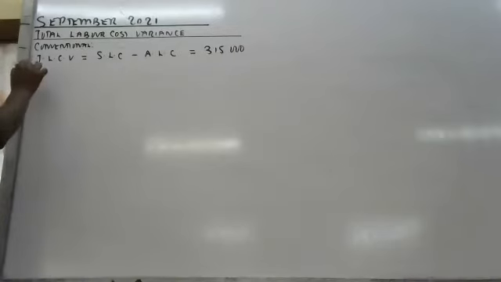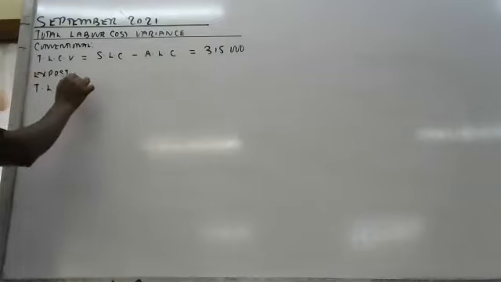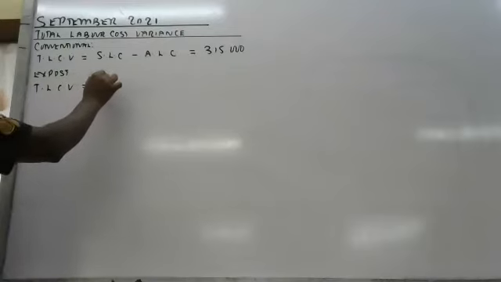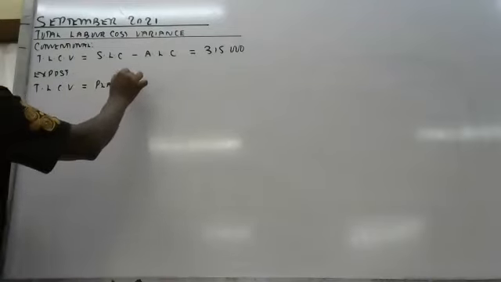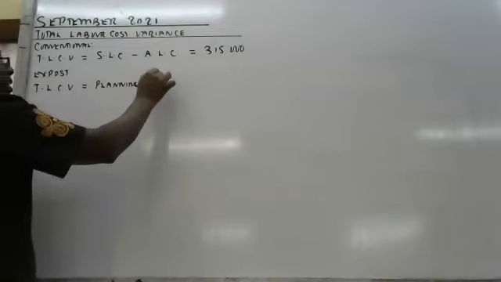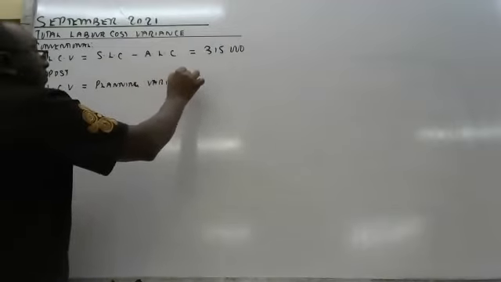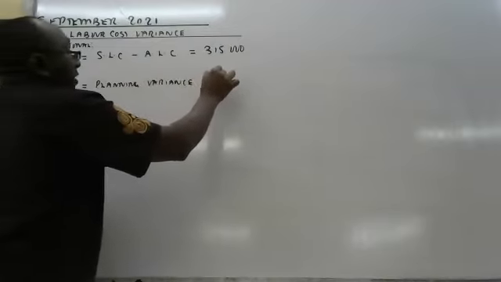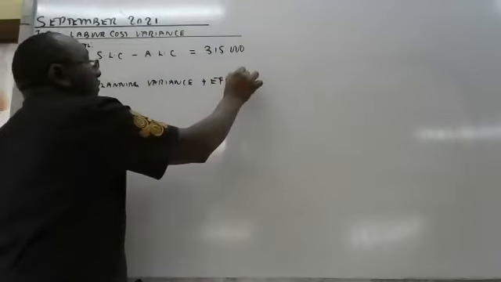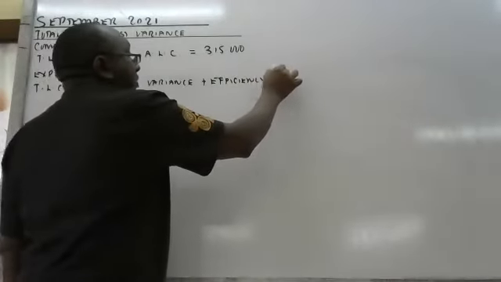Now in the ex post, I told you the convention of variance. The total labor cost variance will be given as the planning variance plus the efficiency variance.